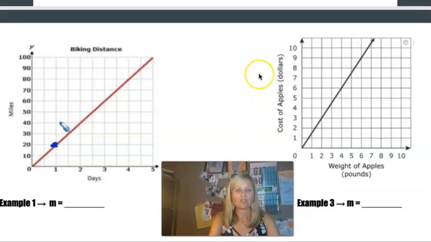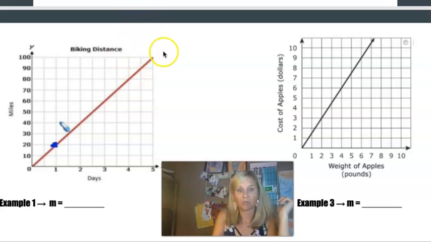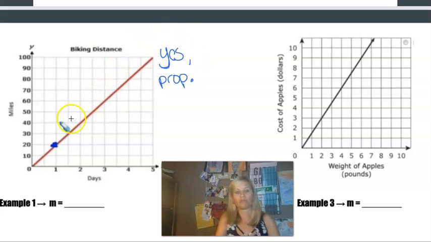Let's look at this first one, biking distance. Does the graph start at (0, 0)? Yes. So we know this one is proportional. So I'm going to say yes, this one is proportional. I'll abbreviate. Now they want us to write an equation for this. In order to do that, we need to find the m, which is the unit rate.